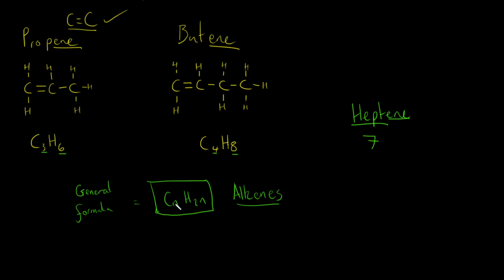I know that we've got an alkene because it ends in ene. So the alkenes have the general formula CnH2n. So how many hydrogens would I have? Well, let's just sub in 7 for n. When n is 7, we've got C7H2 times 7, which would give us C7H14.